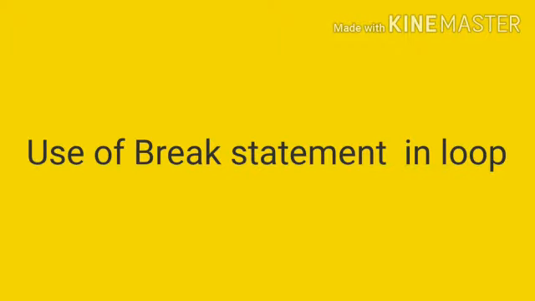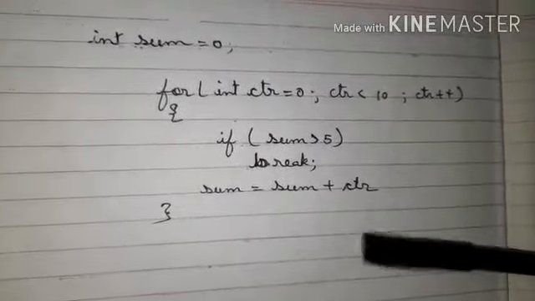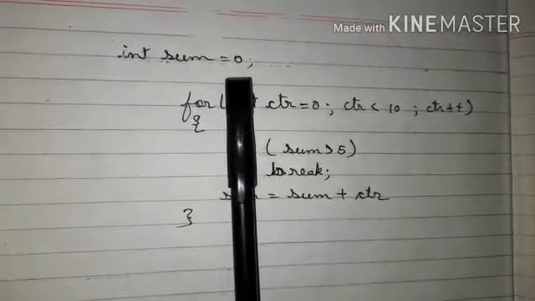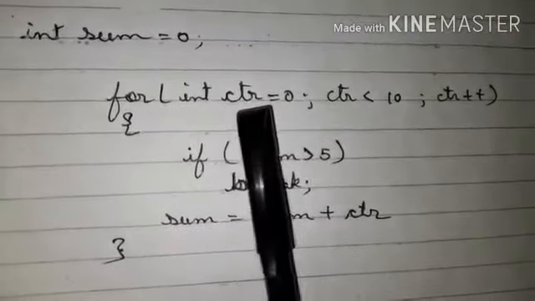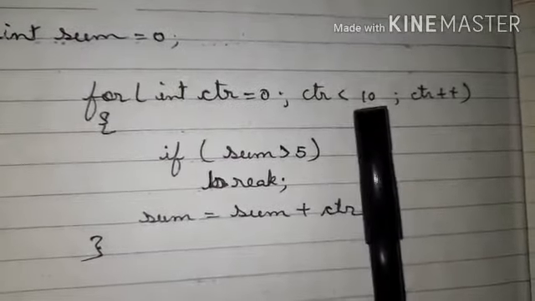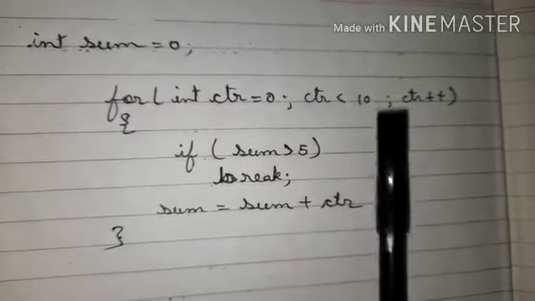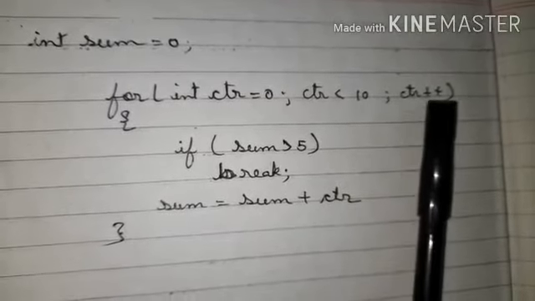Now we will see the use of the break statement in a loop. Let's take an example. Here we have taken int sum equal to 0, so sum is initialized with 0. Then we have taken the for loop. Inside the for loop you can see int ctr equal to 0 and ctr less than 10. So it will move from 0 to 9, and the loop will run 10 times, with ctr plus plus.